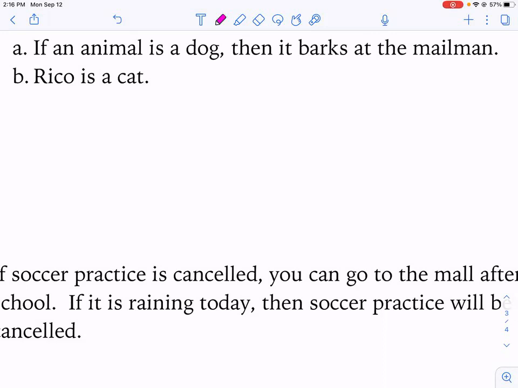Did I ask anybody to talk? No. Okay. Jake, do we know anything about Rico? That's all we know. And his name's Rico. Is Rico going to bark at the mailman? He's going to meow. We have no idea. If this said Rico is a dog, we could make a conclusion, because we know that if an animal is a dog, then it barks at the mailman. But Rico's not a dog, so we know nothing. There's nothing that we can conclude.